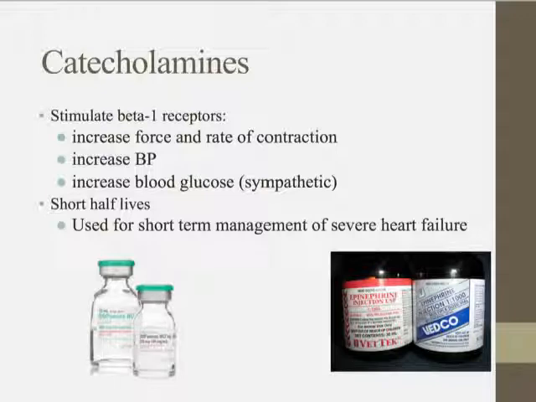So catecholamines or sympathomimetics, these are drugs that work to stimulate beta-1 receptors. They increase the force and the rate of the contraction. They increase blood pressure. They also can increase blood glucose. They do have a short half-life, so they use them in short-term management of heart failure cases.